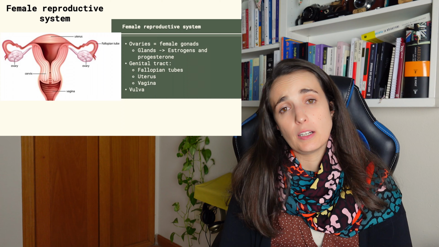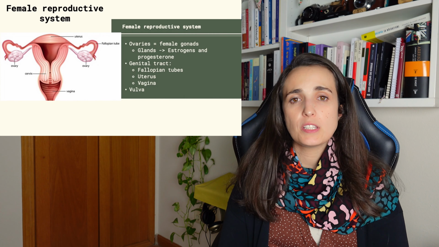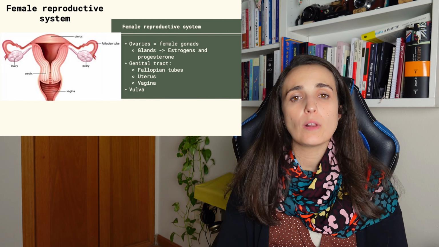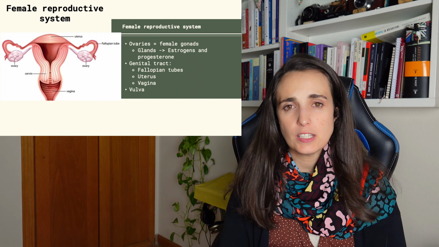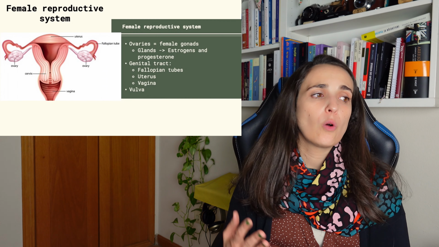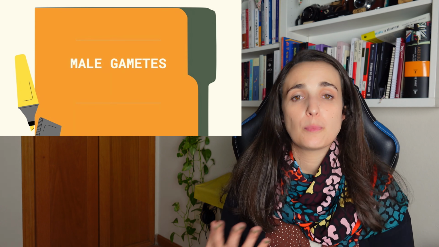In the case of the female reproductive system, we only have one gland, which are the ovaries, that will produce all the hormones related with the female reproductive system, like progesterone or estrogens, okay? And now about the gametes, we have male and female gametes.